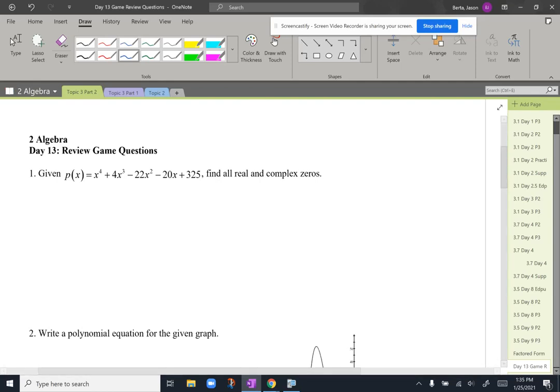Okay, class, here's a solution to review problem number 1. This is a fourth degree polynomial written in standard form. We want to find all real and complex zeros. The first step for us is to graph the function. That'll give us an idea where the real zeros are.